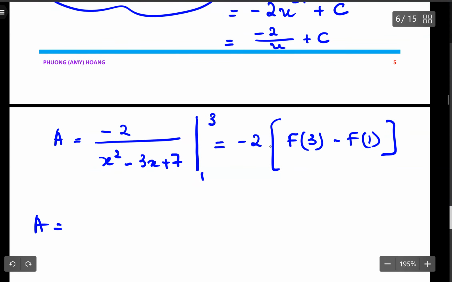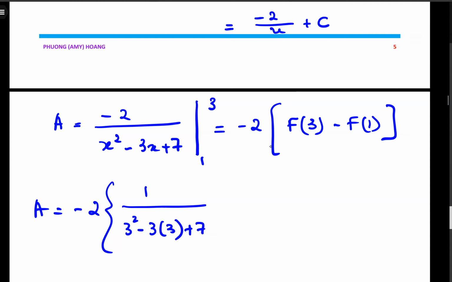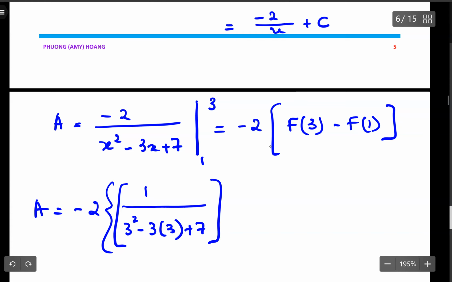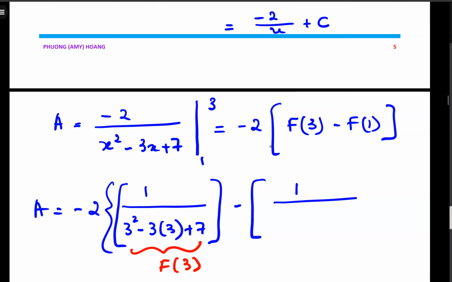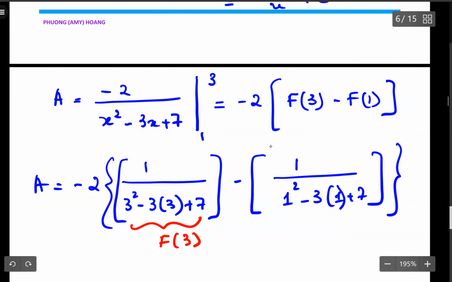So the area will be equal to minus 2, and inside the bracket, what you have is 1 over 3 squared minus 3 times 3 plus 7. This is your f of 3. And I'm going to subtract that with my f of 1, which is 1 over 1 squared minus 3 times 1 plus 7, and close the bracket. So this will be my f of 1.